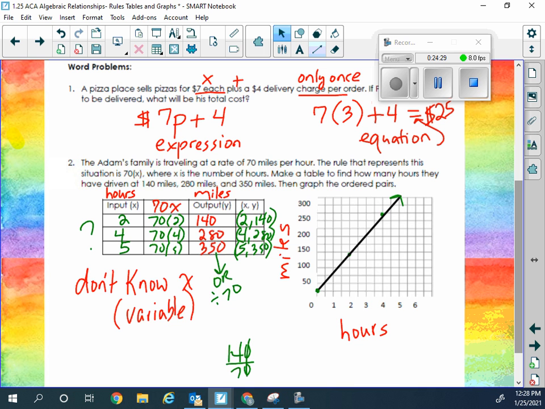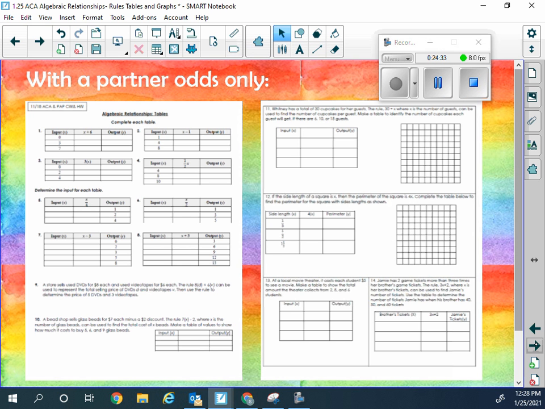We're looking good on time. Okay, so what I'd like for you to do with a partner, if you look at the next page, I would like for y'all to do the odds only. So 1, 3, 5, 7, 9. Okay? Odds only. So those 5 columns, and then we're going to check out.